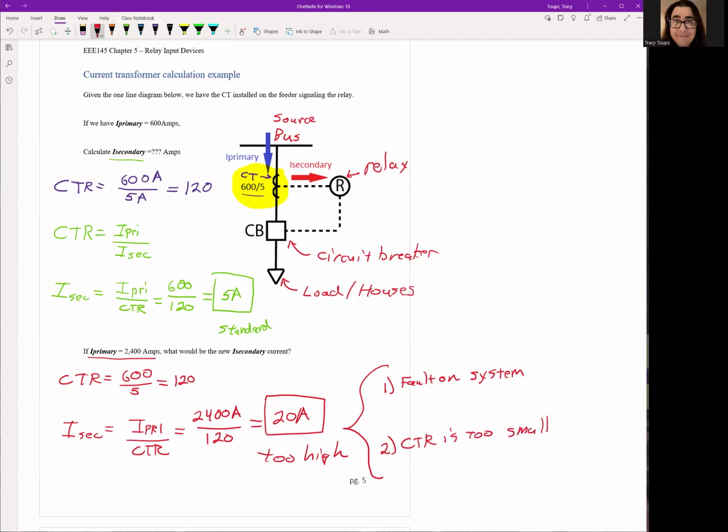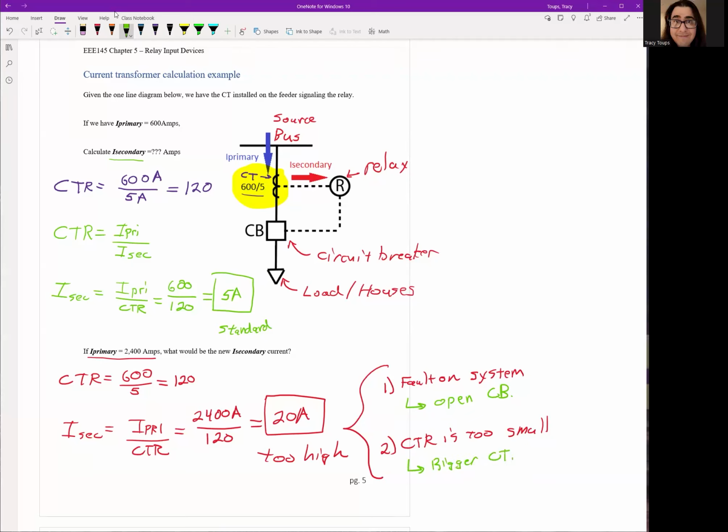Now, what's the solution? If we have a fault on the system, the solution is to open the circuit breaker, open the CB to extinguish the fault. If my CTR is too small, then I have to purchase a bigger CT. So we need a bigger CT.